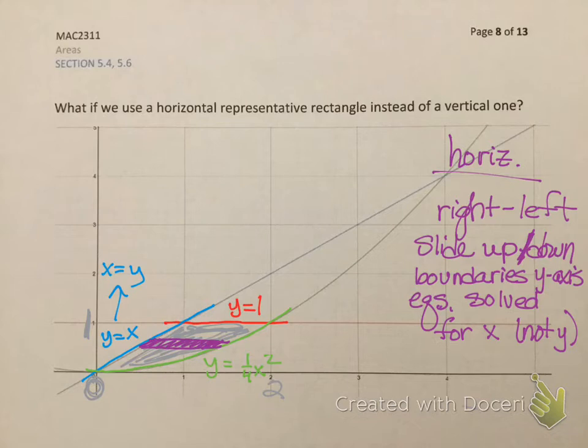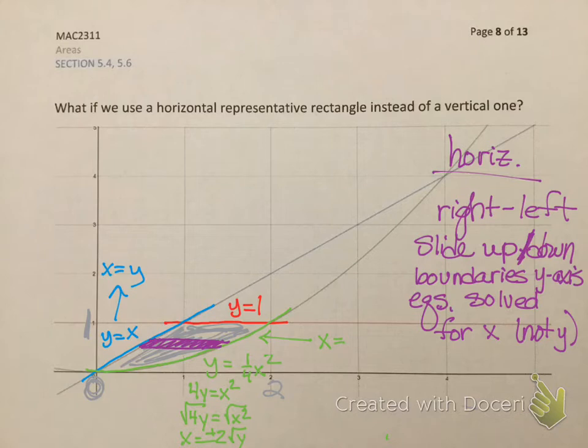Now, let's solve y equals 1/4 x squared for x. I would get 4y equals x squared. When I take the square root of 4y and the square root of x squared, I get x equals plus or minus 2 square roots of y. So this equation here, x equals.